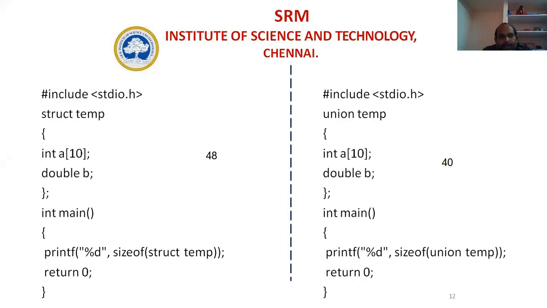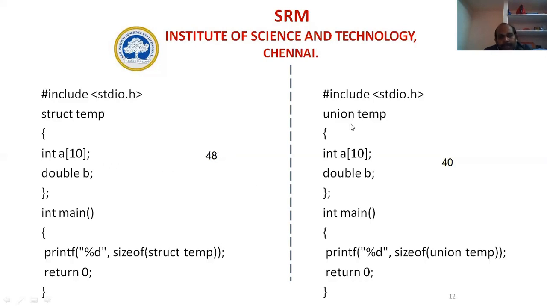Tell me, what is the output of both the programs? The structure program declared a of 10 integers. If I use 4 bytes for an integer, that's 40 for the integers, and the double is 8. So 40 plus 8, totally it will print the size of the structure as 48.